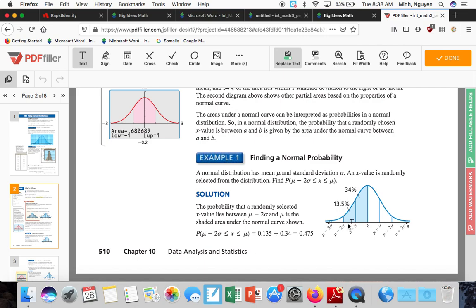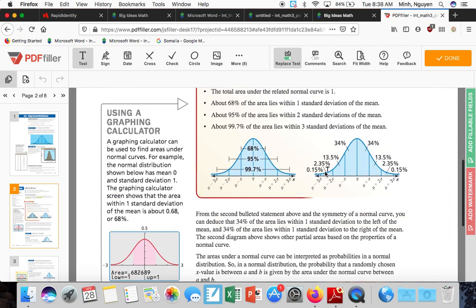So if I ask you to find the area between mu plus 1 standard deviation and mu minus 3 standard deviations, then you would add this 34, 34, 13.5. How much is this? 2.35. And you would just add them all together.